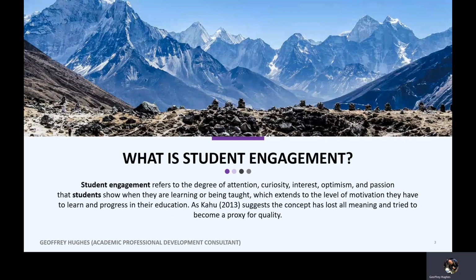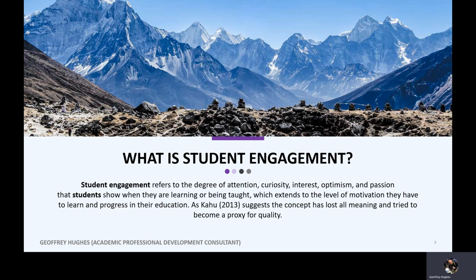So what is student engagement? Well, student engagement refers to the degree of curiosity, attention, interest, optimism, and passion that students demonstrate when they're learning or being taught, and that extends to the level of motivation that they are experiencing to help them learn and progress within their education. Kahu 2013 suggests that the concept has lost all meaning now.